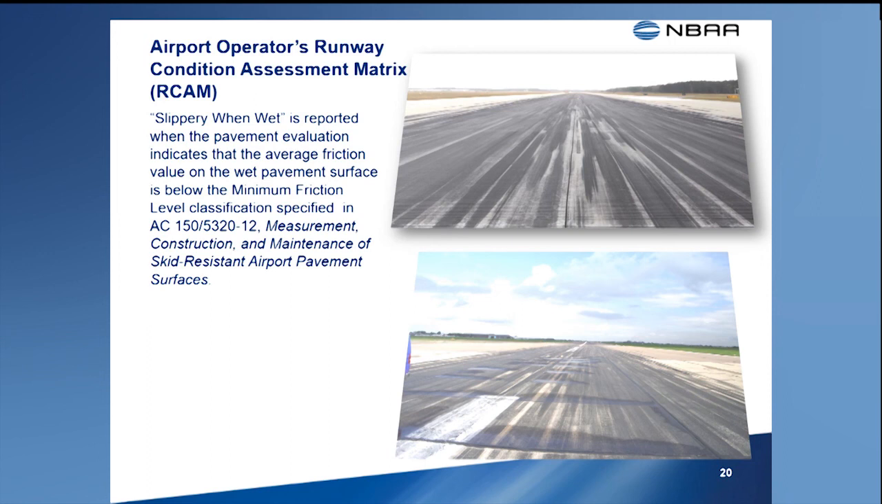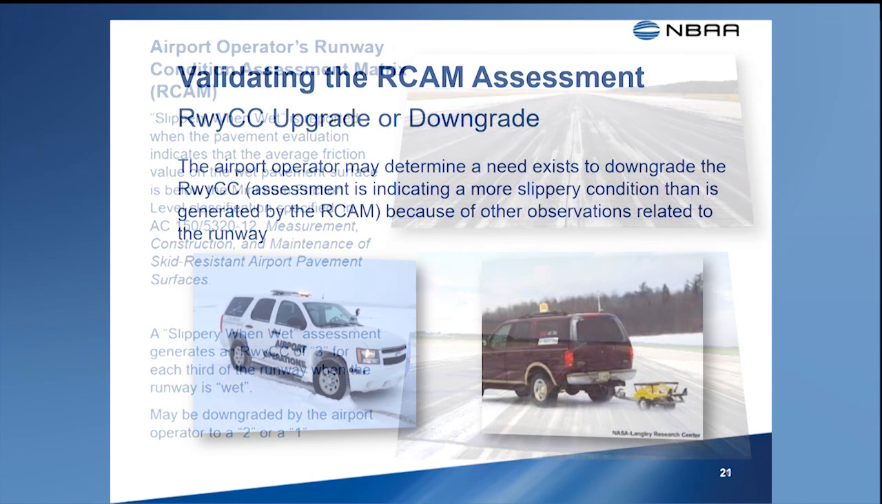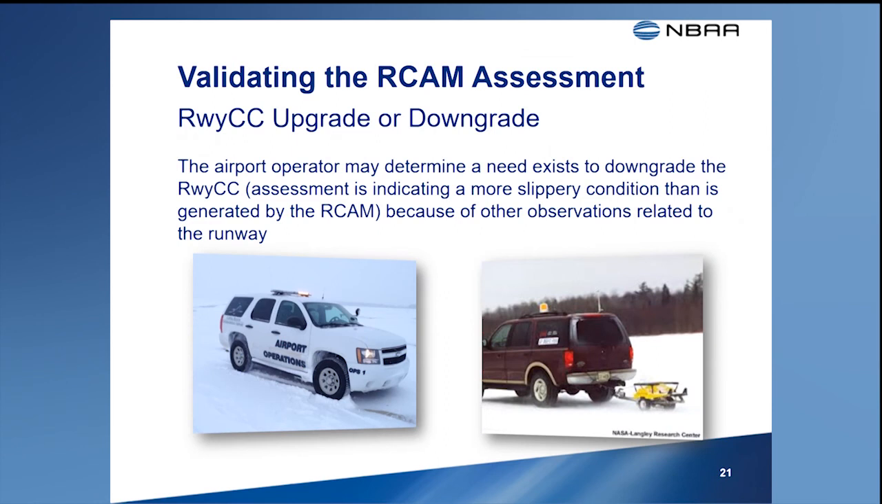The airport operator does this by issuing the field condition NOTAM, slippery when wet, through the FAA's NOTAM system. When the airport operator identifies the runway as being wet, the NOTAM system will assign a runway condition code of 3 to each third of the runway instead of the code 5, alerting the pilot of the reduced braking effectiveness. If the runway surface is significantly slippery, the airport operator has the option to further downgrade this code to a 2 or a 1.